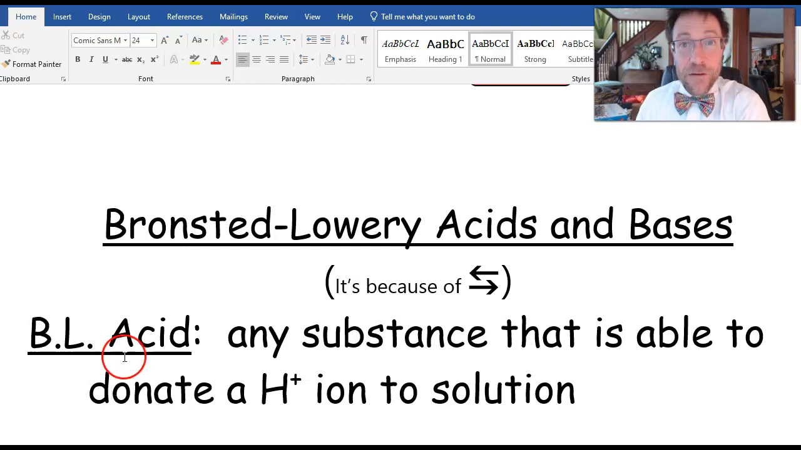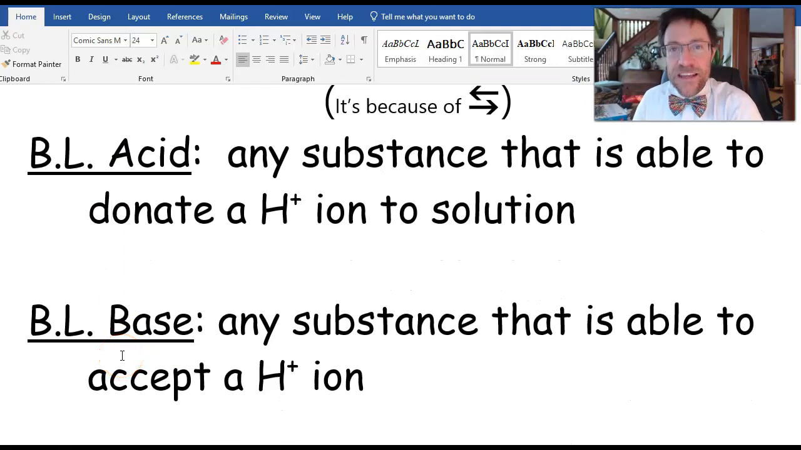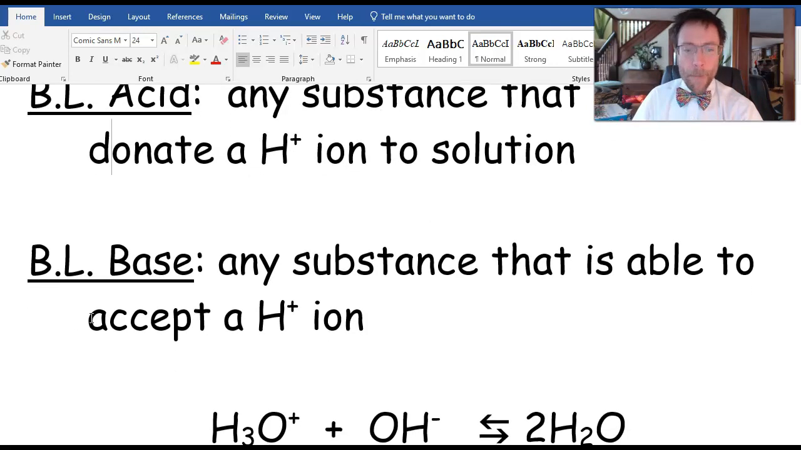You guys are smart. You got it, right? The base, in this case, is any substance that is able to accept, absorb, take, add on, gobble up a hydrogen ion. Does that make sense? I hope so. If not, it will in a few. So the Bronsted-Lowry acid is anything that donates, gives off, produces, or loses a hydrogen ion in solution. And the Bronsted-Lowry base is anything that accepts, absorbs, adds on, gathers up those hydrogen ions in solution. Does that make sense? Maybe, maybe not.